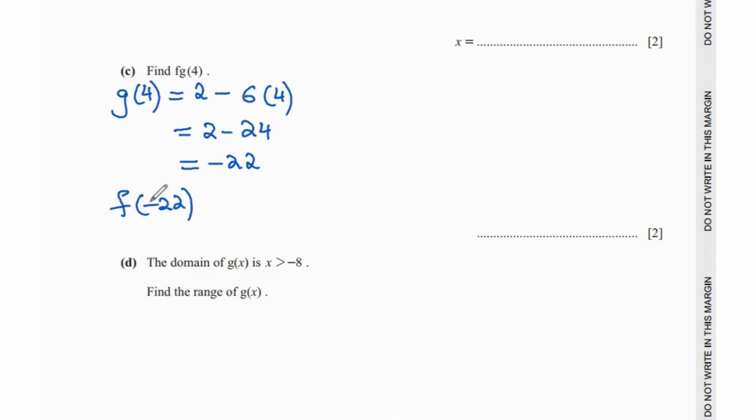The reason why I'm breaking it down is because g of 4 is the domain of f of x. So if I find the value of g of 4, that becomes the domain of f of x. So ultimately, we're trying to find f of negative 22. So that's going to give us 3 times negative 22 minus 5. That is negative 71. That is your value of f of g of 4.